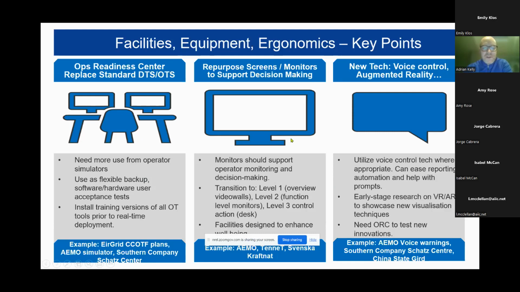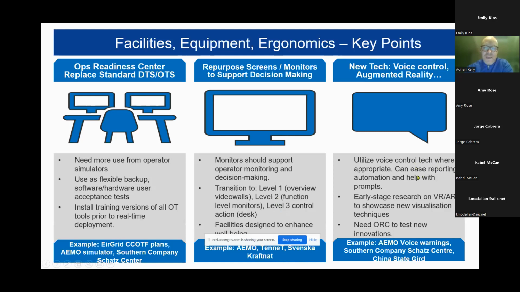For screens and monitoring, instead of having large video walls and small screens, developing levels between that show what the function level KPIs might be to help with operator decision making. So level 1 being your overview video wall, maybe level 2 is a smaller overhead screen, and then level 3 is your desk-based interfaces where you impact control. So AMO, again, Tenet, Svenska Kraftnät in Sweden have made some good advances here, thinking about new ways to visualize data. Lastly is around the deployment of new technology.